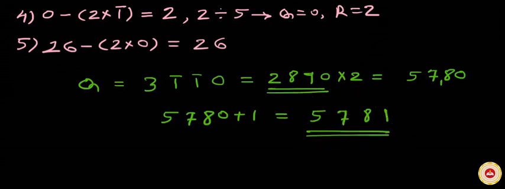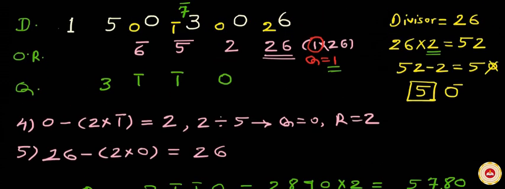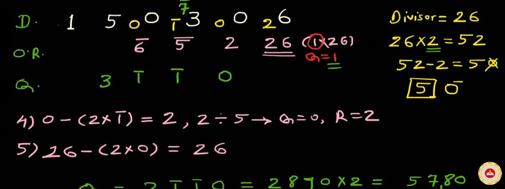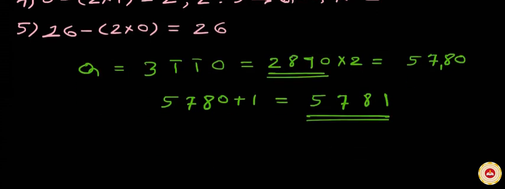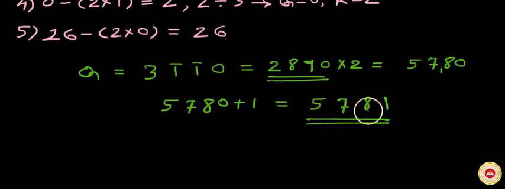It means that given number 1,50,306 divided by divisor 26 is equal to 5781.